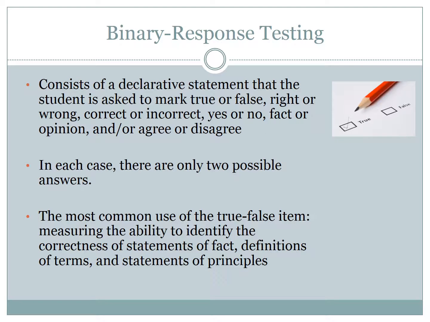There are several types of selective response, and the first one is the binary response. This is any statement that has basically two answers, one of which is correct. True, false, yes, no, opinion, agree, or disagree. The most common use of the true, false item is to measure the ability to identify the correctness of statements of fact, definitions of terms, and statements of principle.